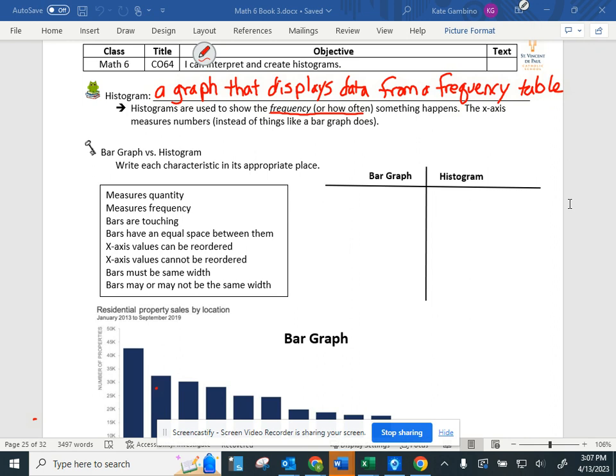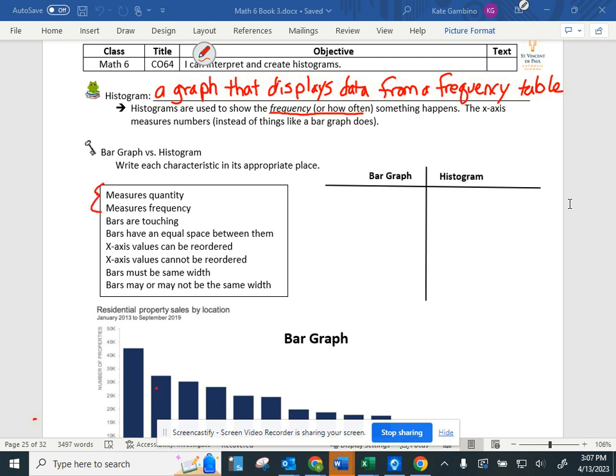graph does. So think back to the math packet that we did. We had to make a graph out of the injury types. That's what was on the bottom, the types of injuries. So instead, a histogram is going to have numbers on the bottom. So let's look at our bar graph versus our histogram. We're going to write each of the characteristics in the correct place. We're seeing the differences between the two.